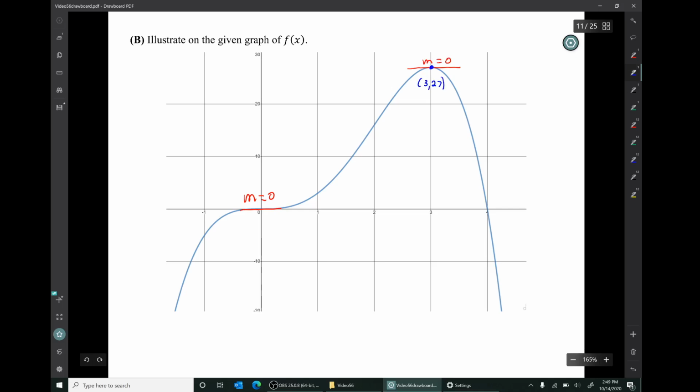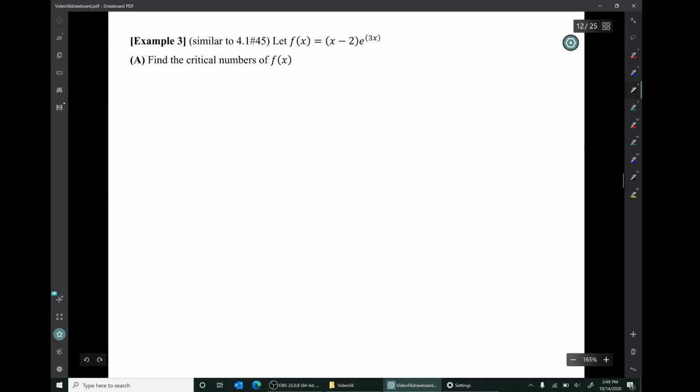So there are the coordinates of that point, (3, 27), and the fact that it's a horizontal tangent there, and also at this other point that is not a local max or local min. That's the end of that example. Let's go on. Example 3.